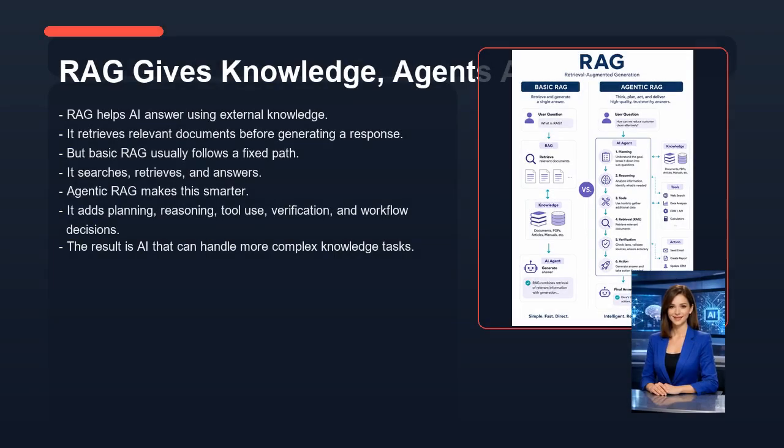RAG helps AI answer using external knowledge. It retrieves relevant documents before generating a response. But basic RAG usually follows a fixed path. It searches, retrieves, and answers.